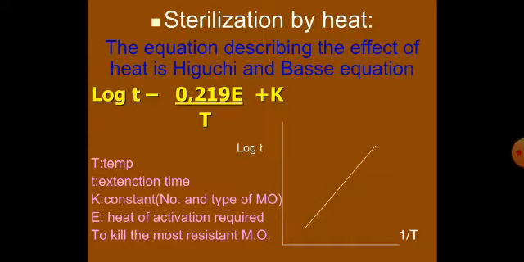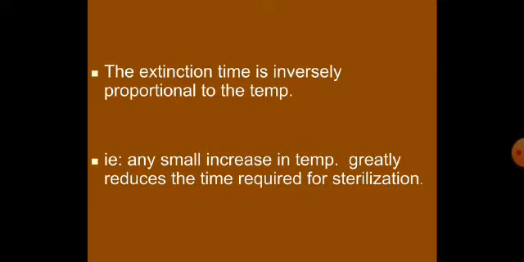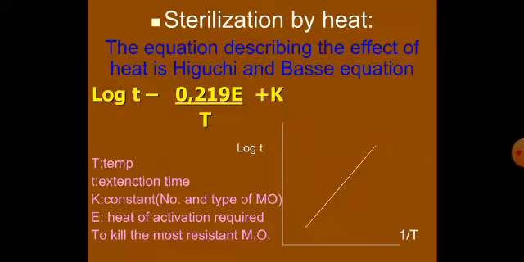Higuchi-Ampas equation. To describe the effect of heat and extension time, Higuchi-Ampas equation is presented as it appears from the figure. The extension time is inversely proportional to the temperature. That means any small increase in the temperature greatly reduces the time required to kill the microorganisms and time required for sterilization. The extension time is inversely proportional to the temperature, and it is very clear from the figure.